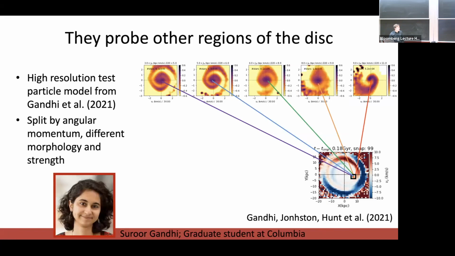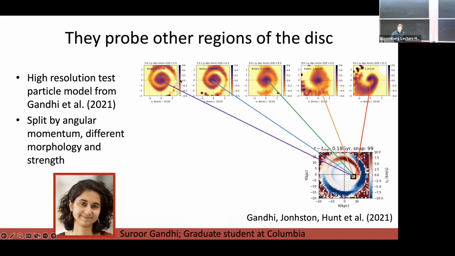So as an example of that, the model from Suraj Gandhi, a Columbia grad student, a test particle model doing the same thing. So this is looking down the face of the disk, selecting a local solar neighborhood and splitting it by angular momenta. You see these spirals have clearly different morphologies, tighter wound from stars with low angular momenta, less wound for stars with high angular momenta. The other thing to note, this one on the right, it's a little hard to tell on the color bar, is the strongest amplitude of the spiral, and these two are the weakest, and these two are somewhere in the middle.